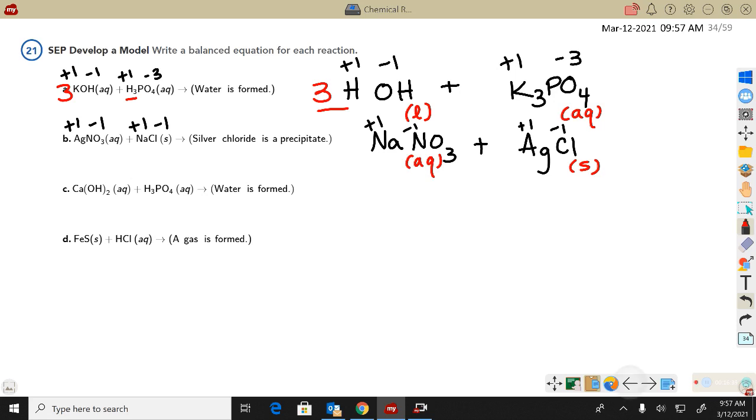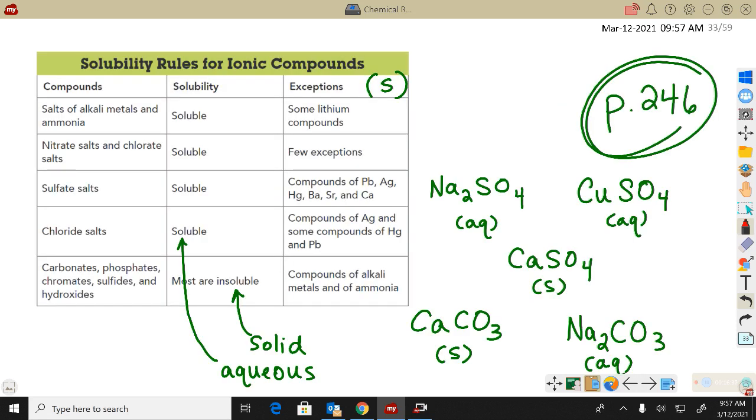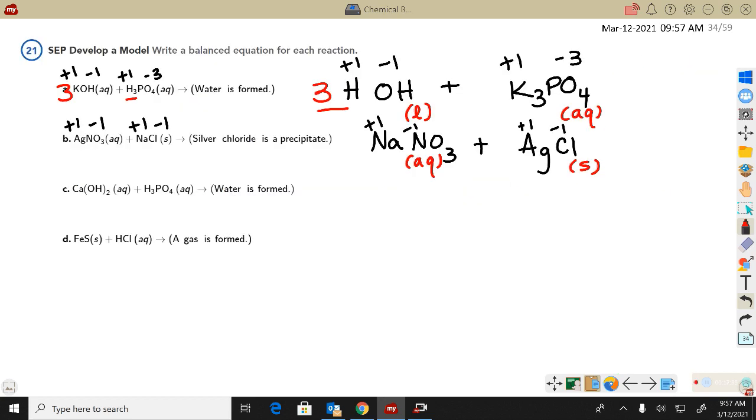And you could also find all of that on this chart. Anything with an alkali metal, anything with nitrate is aqueous. Chlorides are usually soluble, but there are a few exceptions, and silver is one of them. It says silver and chlorine are insoluble, meaning they're a solid precipitate.